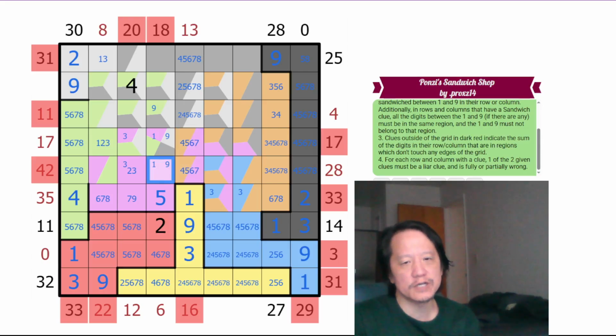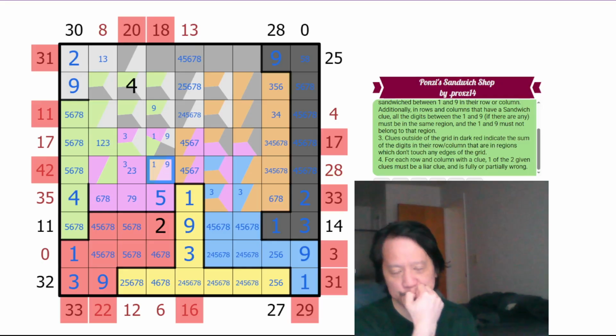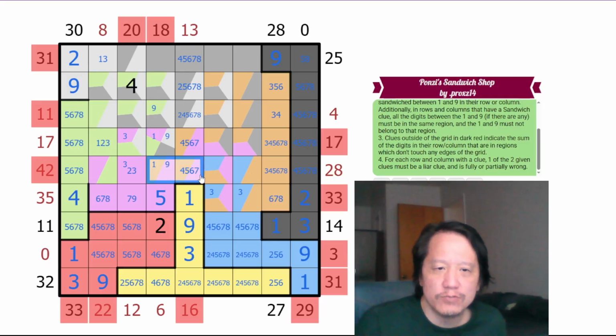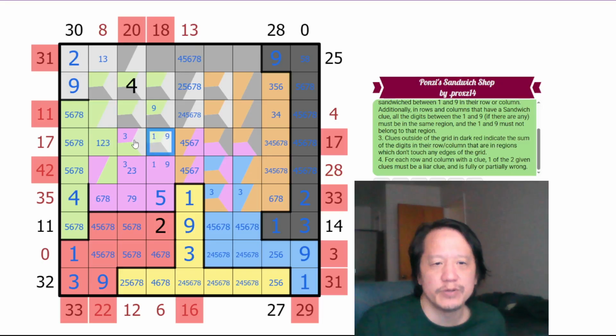Orange could technically go here. Technically. Actually, can it? It has to go 1, 2, 3, 4, and we know this has to be 3 and then another digit up. So no, that cannot be orange, so this must be pink, which means that can't be pink there. This is guaranteed to be a 1, so no 1 here.